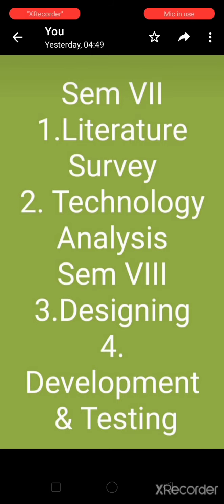Now, in semester 7, basically you have to do a literature survey and technology analysis for your project title. In semester 8, here the main steps come: designing. Before this phase, you should be clear with your idea and technologies required for your project. In designing, you should build a proper design and architecture of your project. Keep this design simple. Take pen and paper and draw on a blank sheet a simple design. This design should include how many modules will be developed and how each module will work with each other.